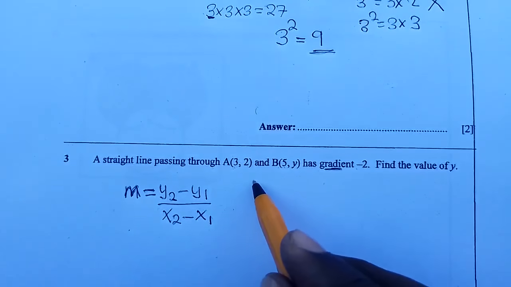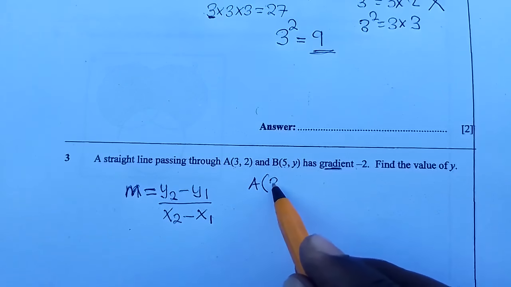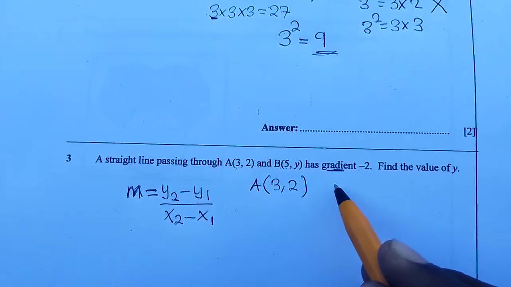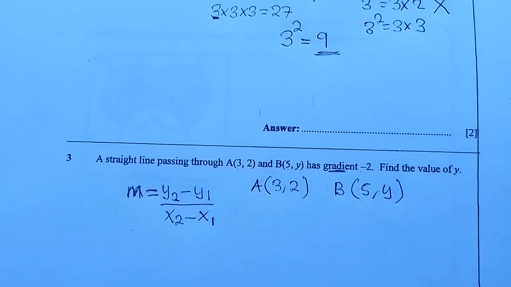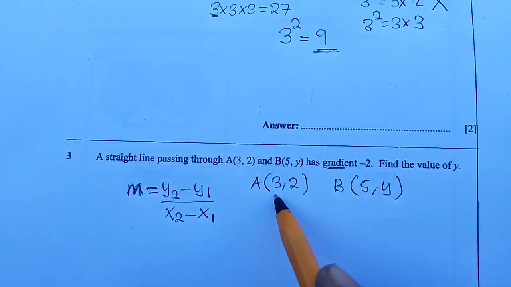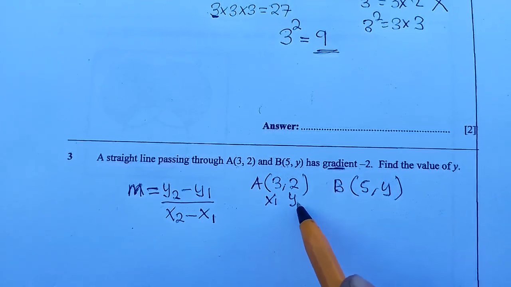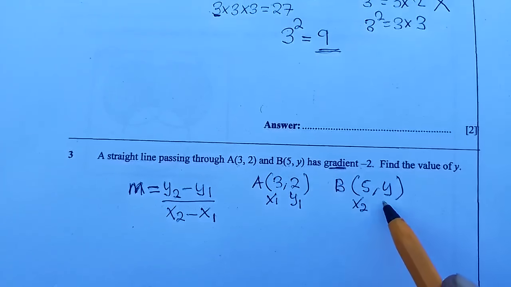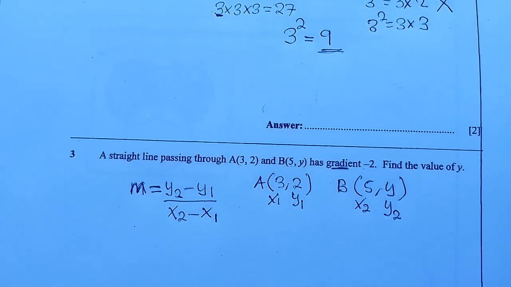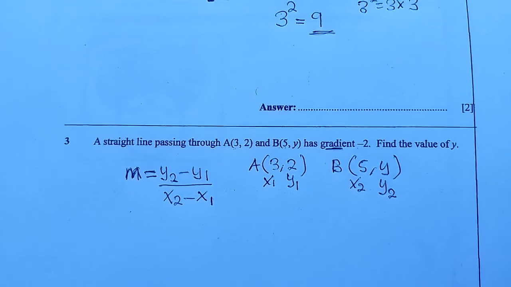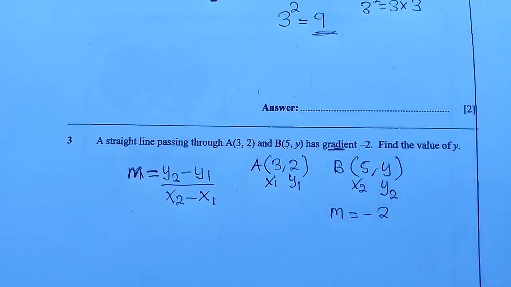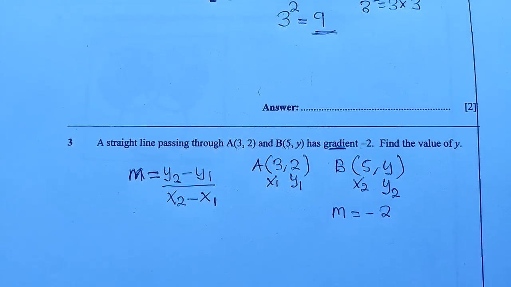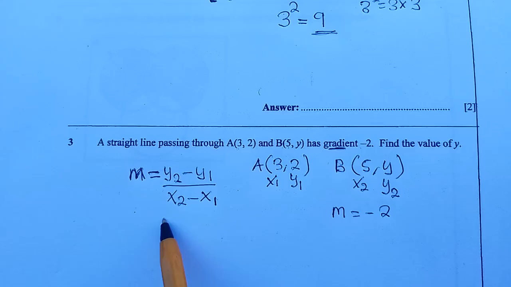Then what coordinates are you given? You are given coordinate A, which is (3,2). You are given B, which is (5,y). So you say this is your x1, this is your y1. This is your x2, this is your y2. Don't forget, you're also given the gradient, which is -2. So we are going to use this same data to replace in here.